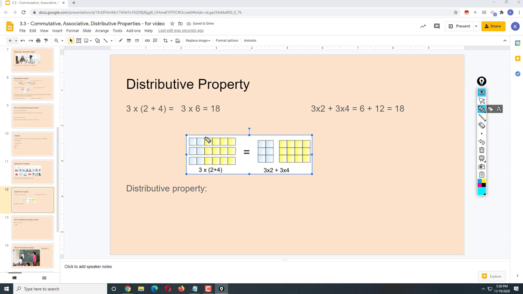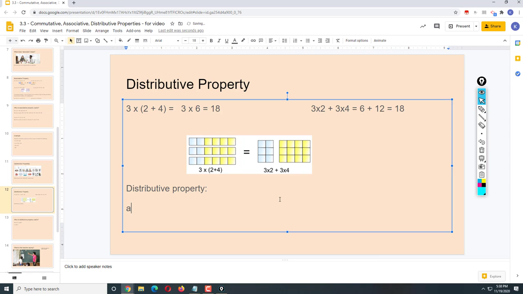3 times 2 plus 4 is saying 2 plus 4, do it 3 times. 3 times 2 plus 3 times 4, we get the same answer. So distributive property says A times B plus C is equal to A times B plus A times C. Of course, we can apply the commutative property to show that this is also true then. Yep, so they're both true.